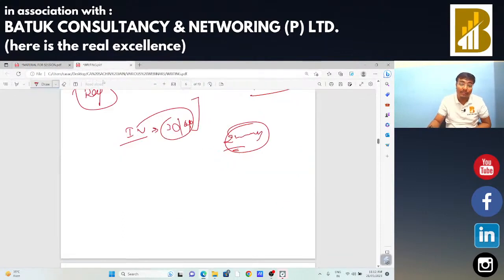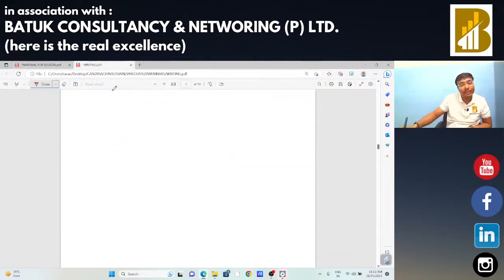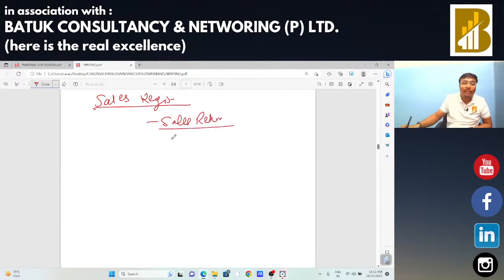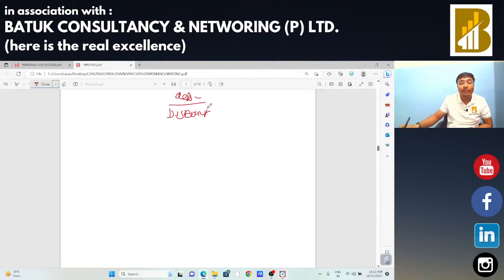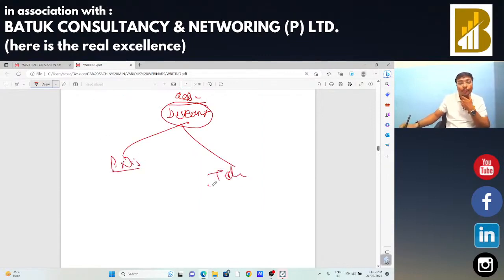So for that purpose, when you are going to check the sales register, in that case you need to analyze the sales return also. With that sales return, you need to analyze the credit and debit note. Also you need to analyze the discount. And while analyzing that particular type of discount, you need to consider the two types of discount, that is financial discount and trade discount.